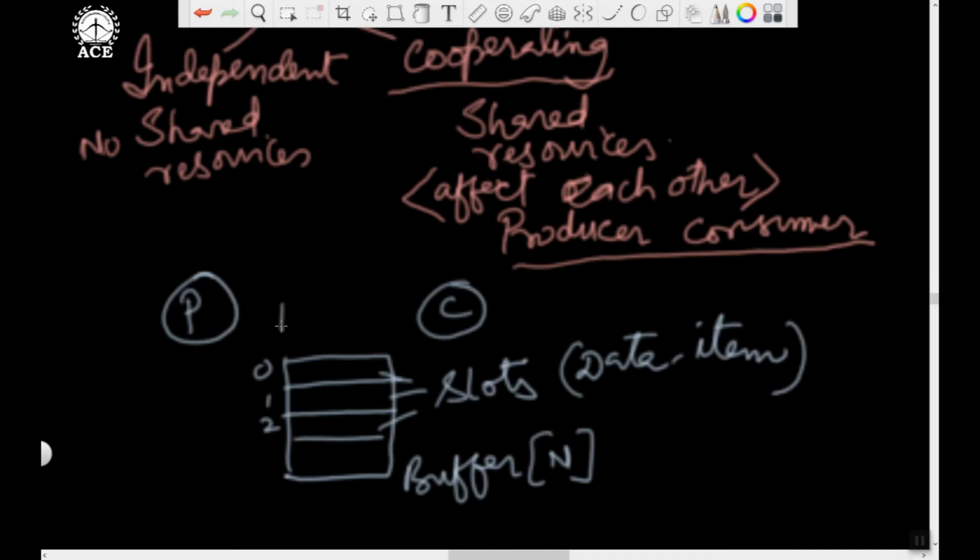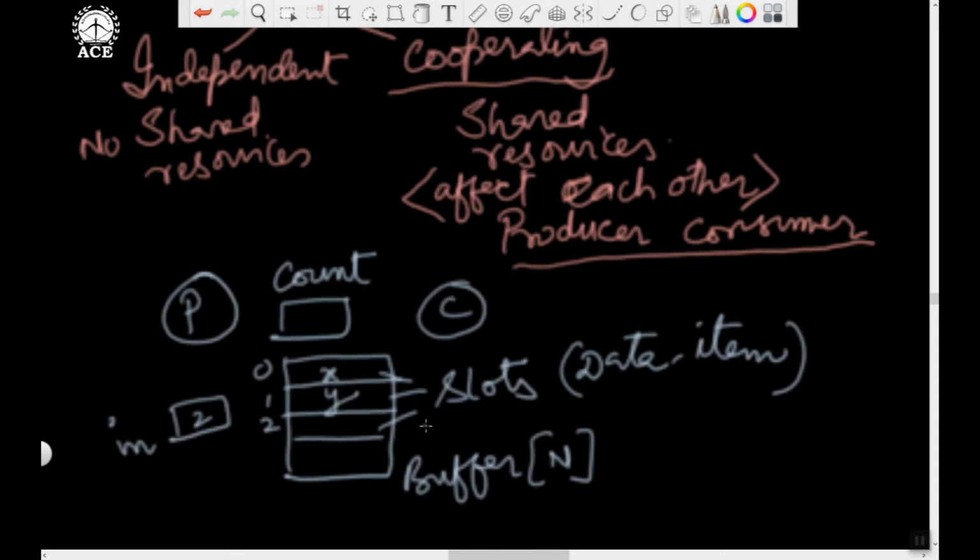Now to keep track of how many items are present in the buffer, I said in the class, you can see the notes, we are maintaining a variable called count. When the producer wants to insert an item into the buffer, it does that by means of the variable in, which indicates the next free slot address. Suppose already 2 slots are filled up. So what is the next free slot? 2.